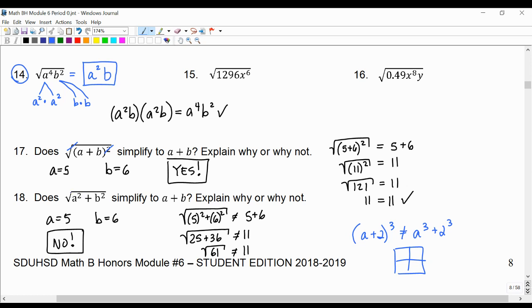And so in this case, we also can't apply a square root over a plus or a minus unless we have this grouping symbol here. So in fact, this is fully simplified.